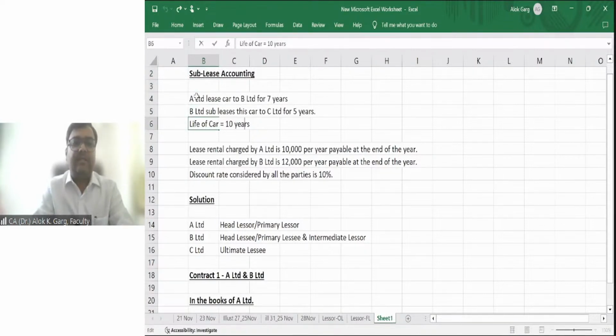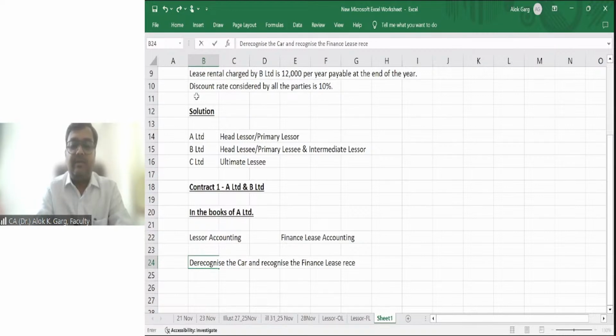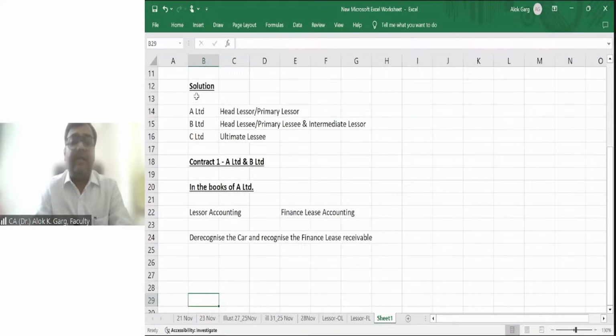Let's consider the life of the car is, let's say, 9 years. So if I talk about lessor accounting, A Limited has given this car for 7 years out of the total life of 9 years, which is close to 80%. So A Limited will do the finance lease accounting. Finance lease accounting means A Limited will de-recognize the car and recognize the finance lease receivable. Right? Is that clear, friends?